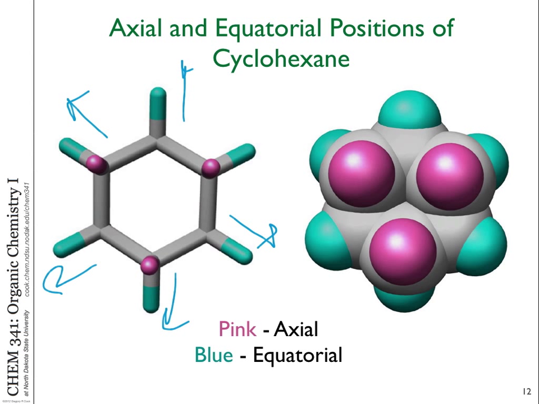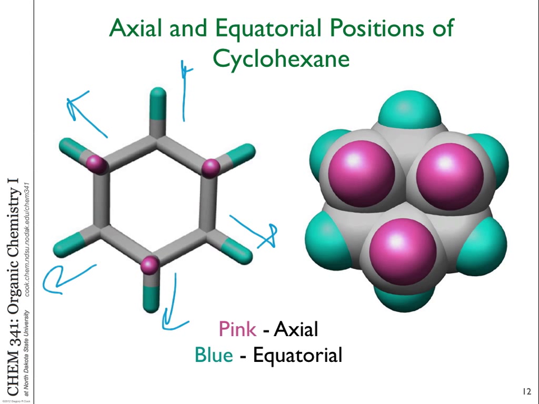Okay, one thing I want to point out about this ring that you should keep in mind, and some good rules of thumb to remember. As you go around the ring from one carbon to the next, the position of the hydrogen alternates. So the hydrogen which is on the top side of the ring, if we start here, this one is axial, the next one is equatorial, the next one is axial, the next one is equatorial. That alternates from one carbon to the next.